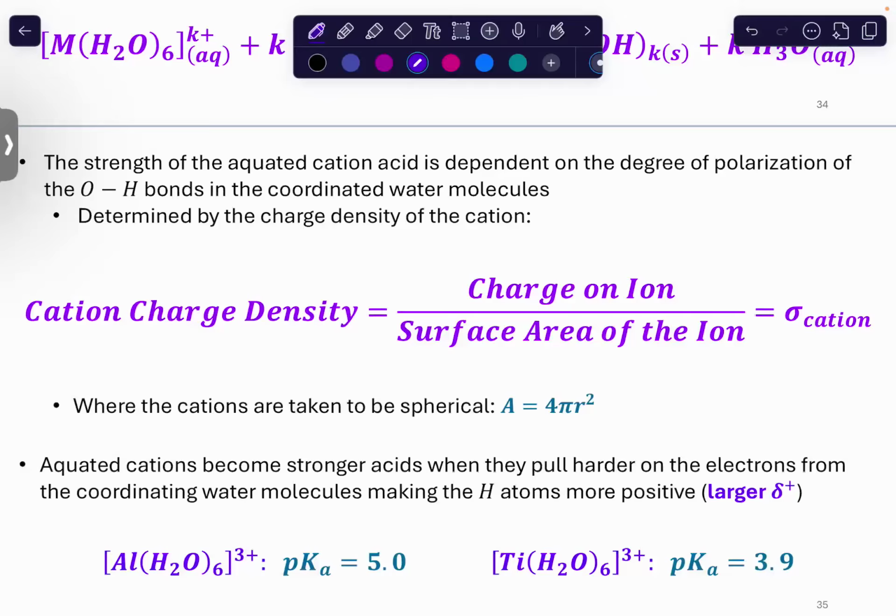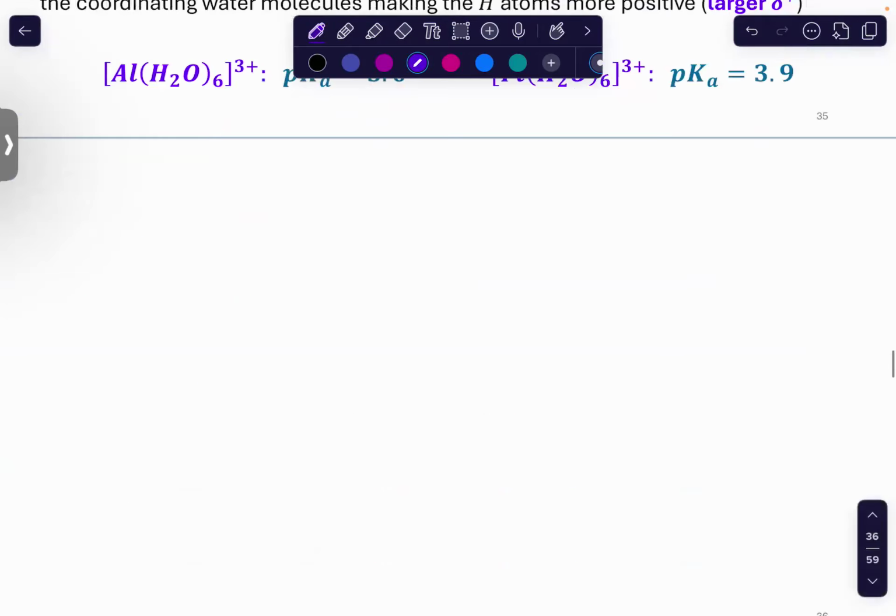Because of the size of... Not necessarily, because the radius of the aluminum ion is 53.5 picometers. The radius of the titanium 3 ion is 67 picometers. The titanium is larger. So we get something counterintuitive here. We'll work through these numbers and we'll see if you can tell me what's going on.